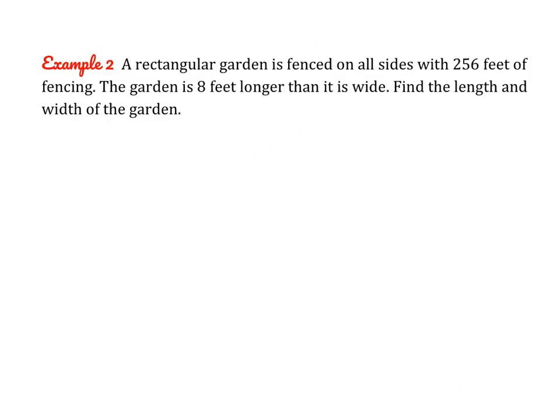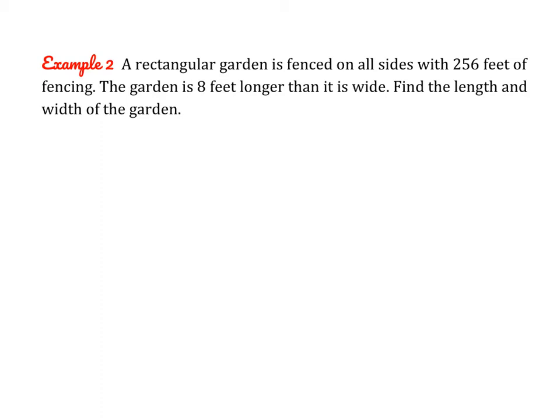Okay, let's try another one together. So this says a rectangular garden is fenced on all sides with 256 feet of fencing. The garden is 8 feet longer than it is wide. Find the length and width of the garden. So we need to pick a variable, whether it's the length or the width to define.